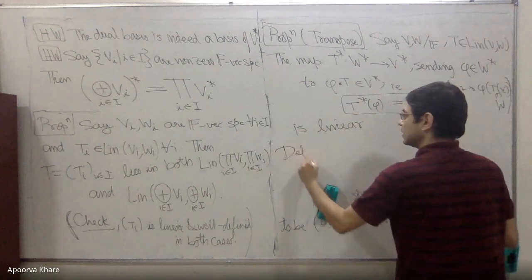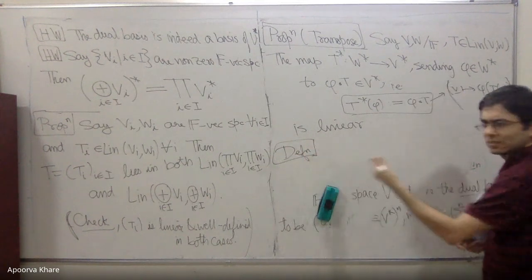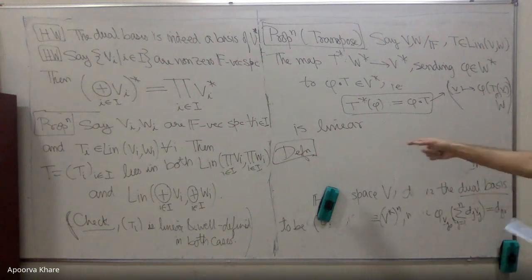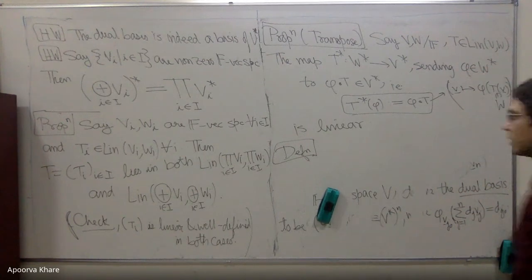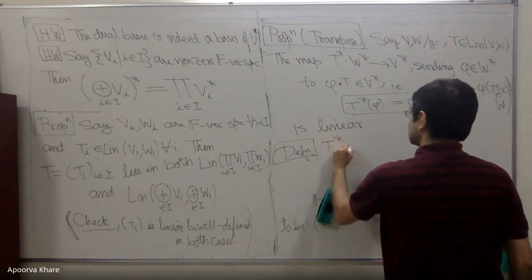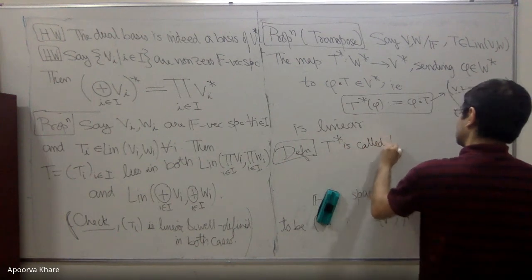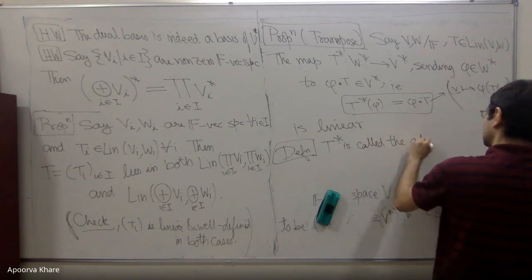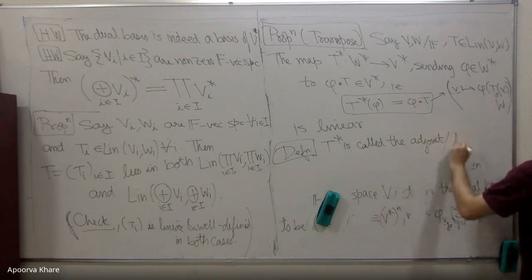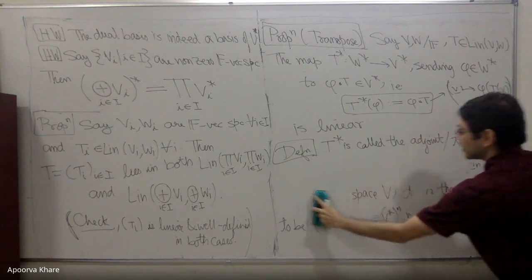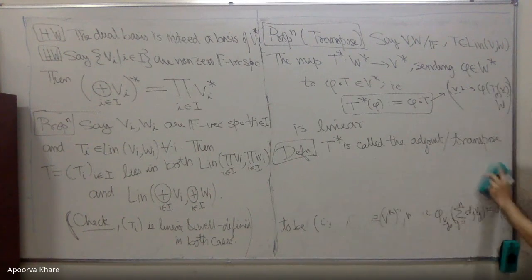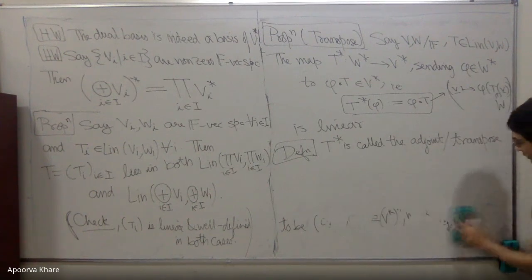And the definition, before I prove the theorem, which is 5 lines or 2 lines, let me just mention that this particular linear map is called the transpose or the adjoint. T star is called the adjoint or the transpose of T. I might be able to finish on this board itself, but let's see.